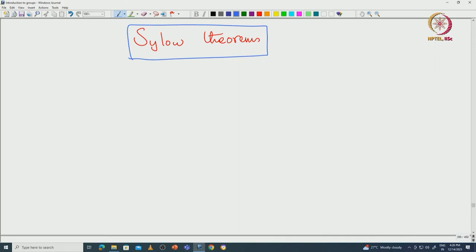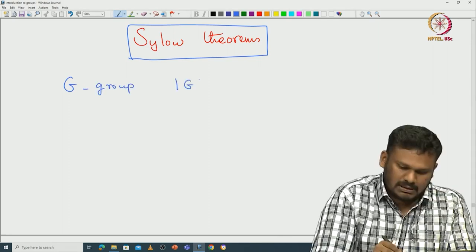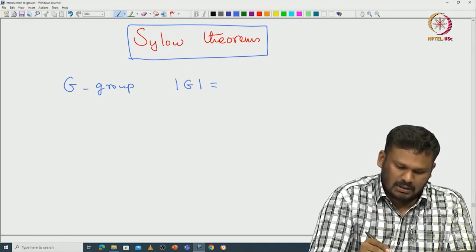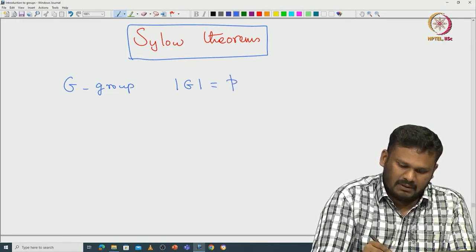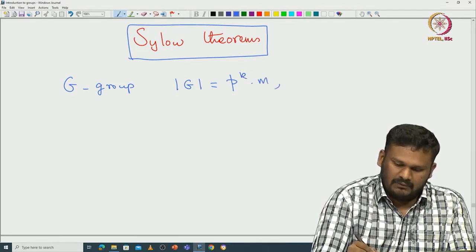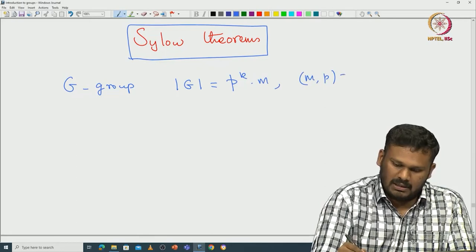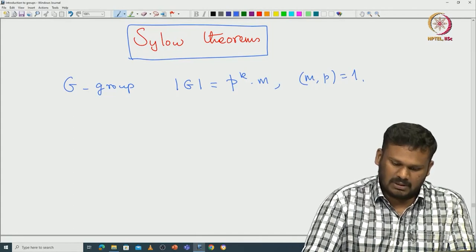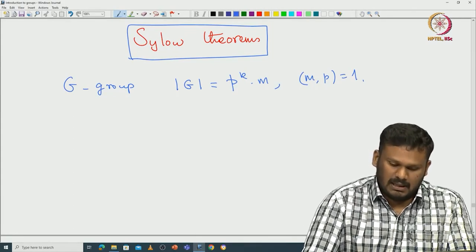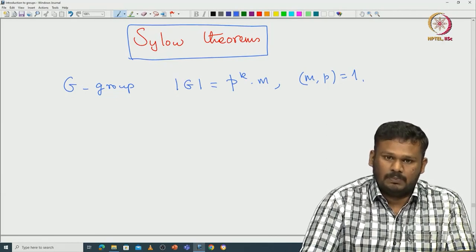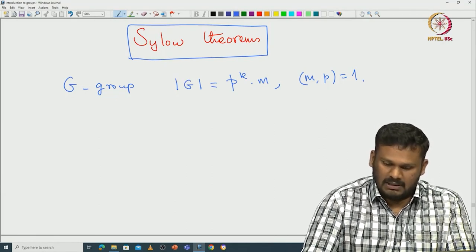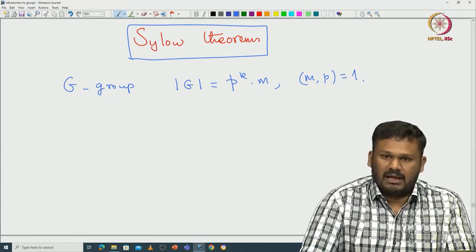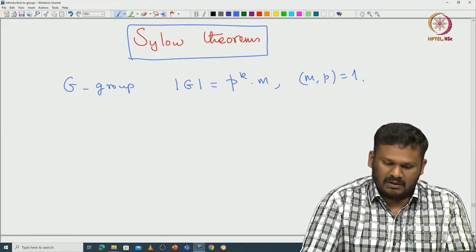So let us start with G being a group, and let's say the cardinality of G is exactly P power K times M, where M and P are relatively prime. This is the data given. P is a prime number. So you fix a prime number P, and then you write the cardinality of G equal to P power K times M, where M and P are relatively prime. That means P power K is the largest power of P that divides the cardinality of G.